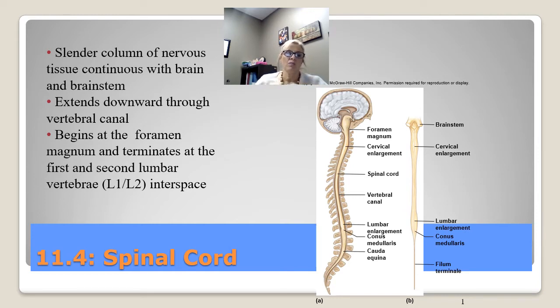So we're going to be starting with 11.4, the spinal cord. So this is chapter 11. All right. So the spinal cord is a column of nervous tissue. It's continuous with the brain. So that means it's attached.